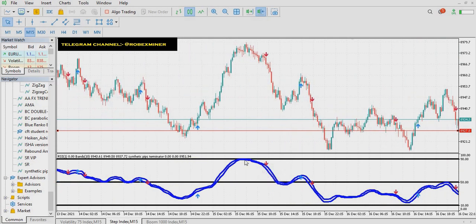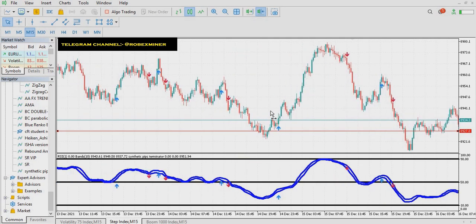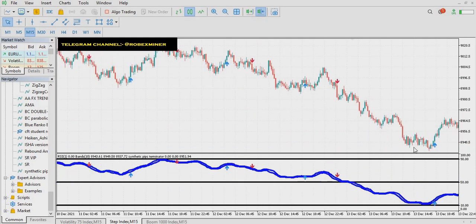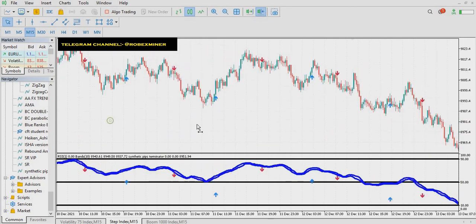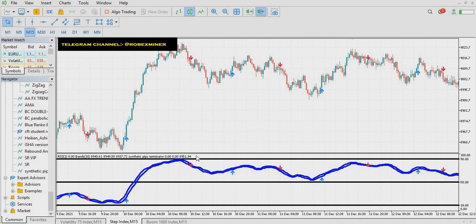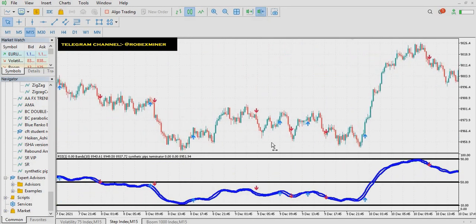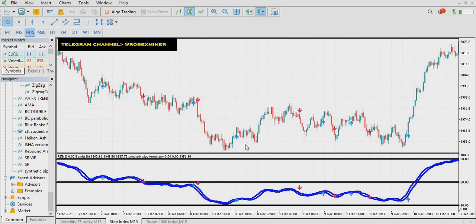So this touches this line, you take the arrow here. This touches this line, take it from here. This touches this line, take it from here. You can see as far as the line is moving away from it, you know that, if you are back testing, when this line touches the zone, you take it.